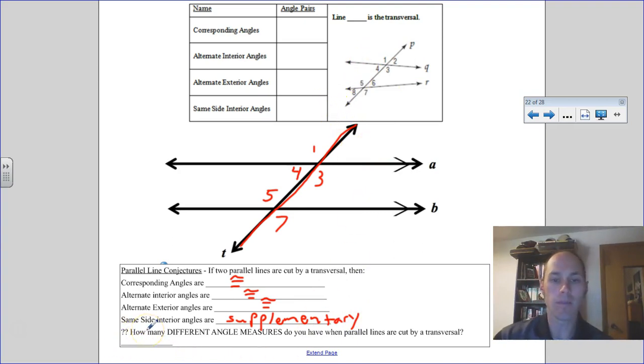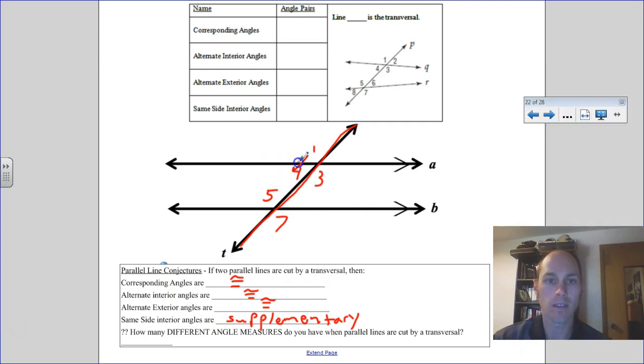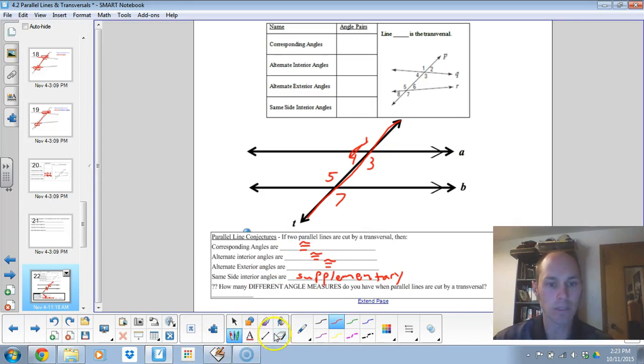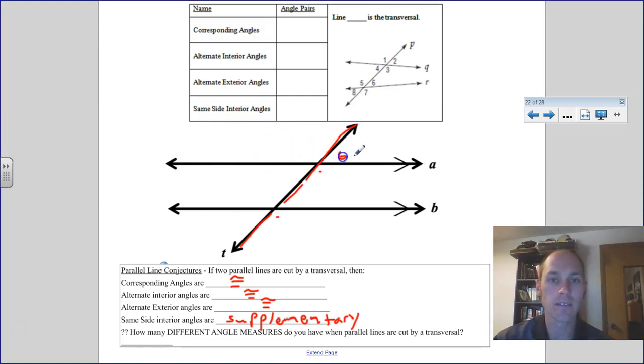Now the question is, how many different angle measures do we have when parallel lines are cut by a transversal? So let's just imagine that for a second. Let's say we have these angle measurements here, and let's pretend this one is 60 degrees. Vertical angles are congruent, so these are 60. If I translate these angles down here, these would have to be 60 as well, because they're corresponding. This one's 60. These are a linear pair, so this has to be 120. Vertical angle is 120.